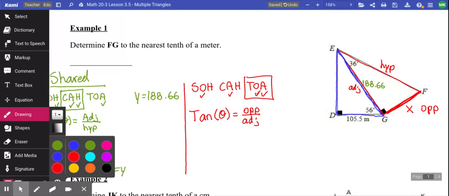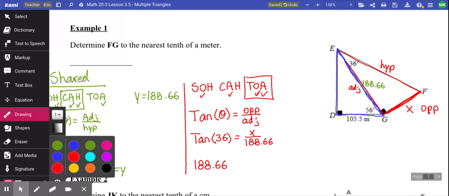Awesome. Now put your numbers in, right? So now I'm putting tan of 36 because I'm in the red triangle. My opposite is x. My adjacent is 188.66. This would be a multiplying question because x is on the top. I'm still going to follow my rule, though. I'm going to write this number first. Then I'm going to choose whether I multiply or divide.